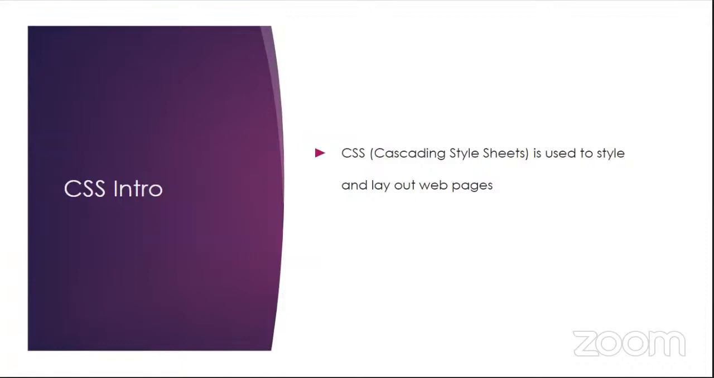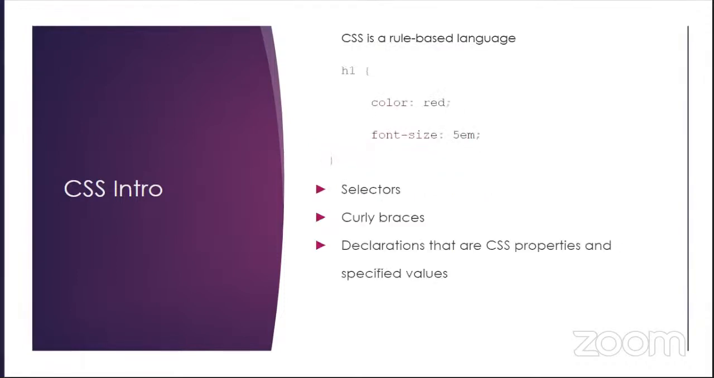It is also used to determine the font size, how big your text is, how small, whether you want this item to go to the left or to the right. All of that happens with CSS. Now, CSS is a rule-based language.